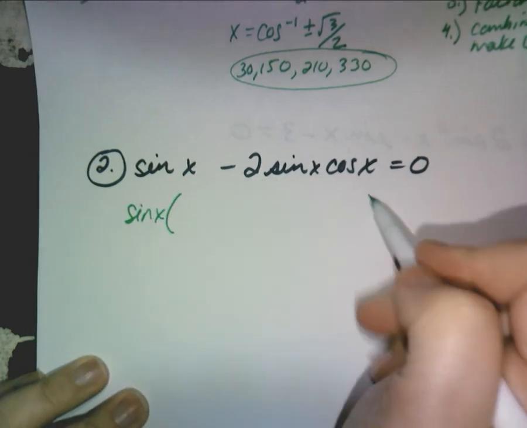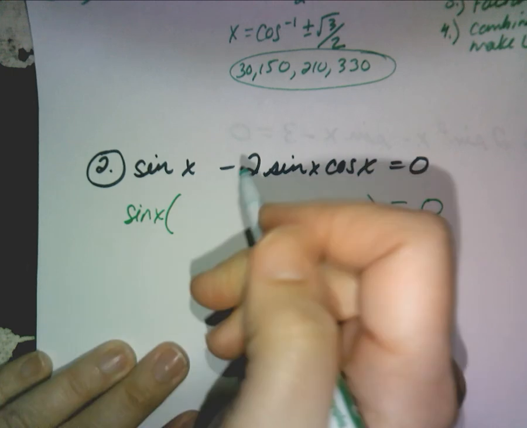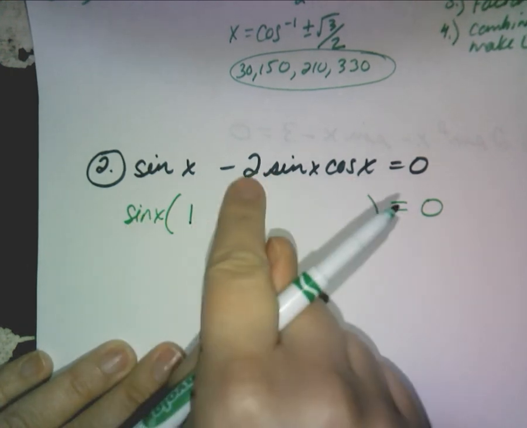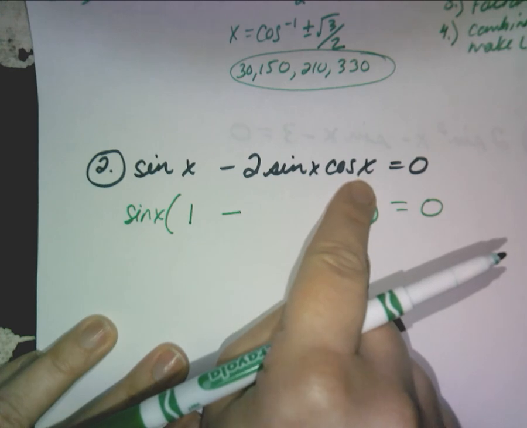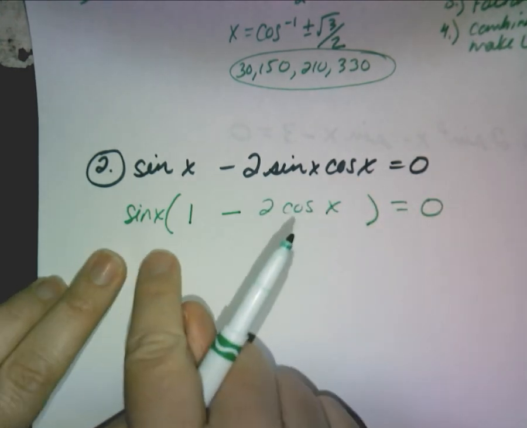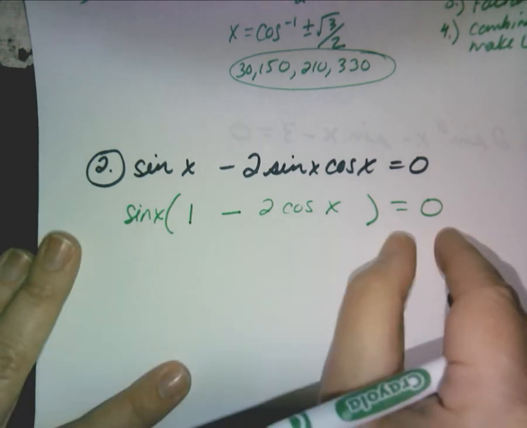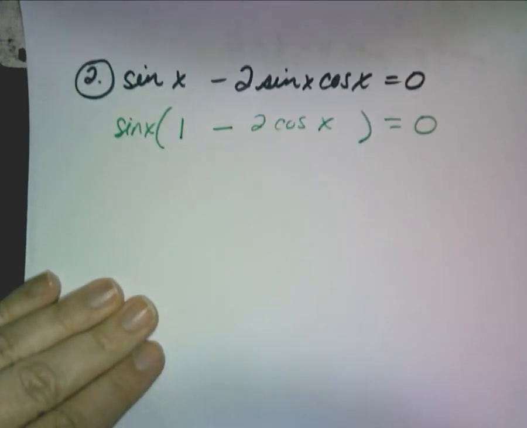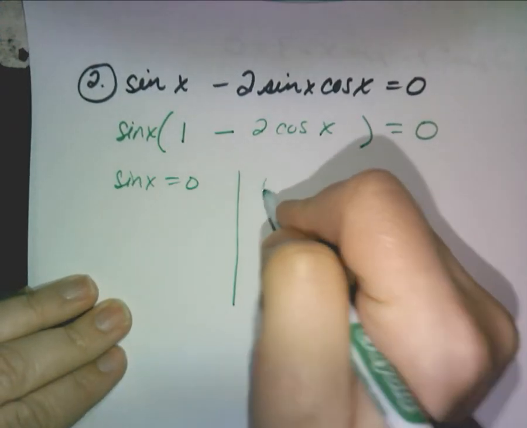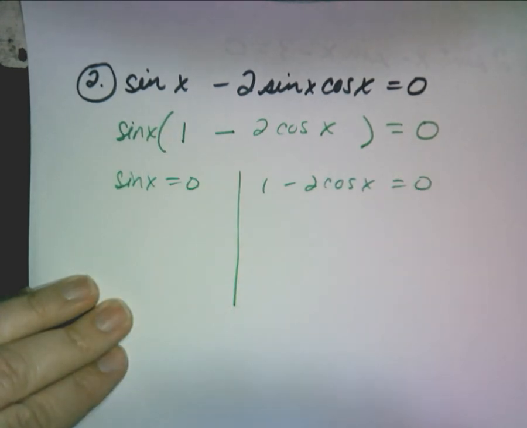Sine x. What would you be left with if you take a sine x from a sine x? You'd be left with 1 minus, what's a sine x from a 2 sine x cosine x? 2 cosine x. And just like when you would factor, if this was an algebra problem, you set each of these factors equal to 0. That's the zero product property. Okay, so I'm going to say sine x equals 0. And then I'm going to say 1 minus 2 cosine x equals 0. You have to set each one equal to 0.